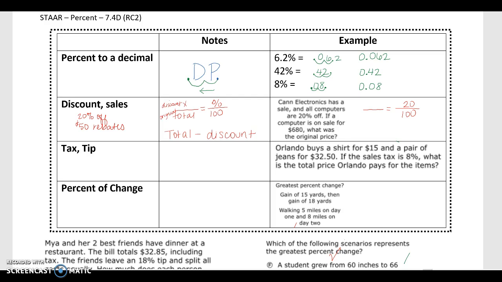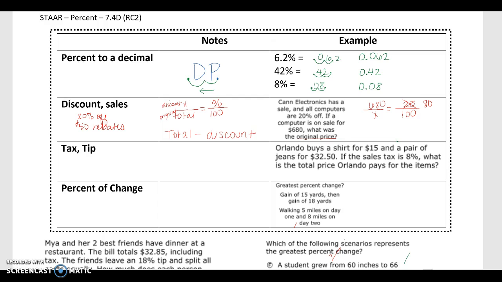It's asking what is the original price? So that's going to be the total. We don't know what the total is, but we know that it's on sale for $680. Sorry, I didn't mean to write that there. The sale price is $680. We don't know the original. We know it's 20% off. So guys, is the discount 20% off? Is that $680? No, right? We're paying $680. So we're paying 80%. If we saved 20%, we're paying 80%.